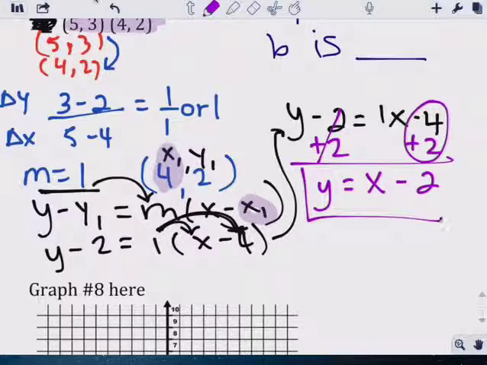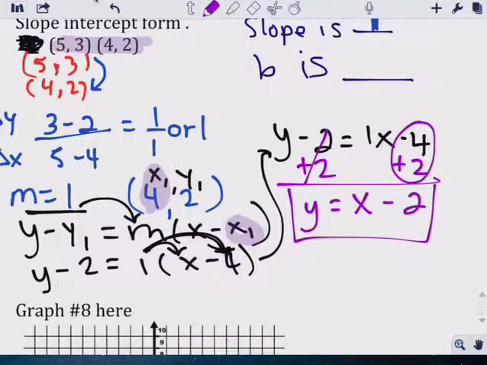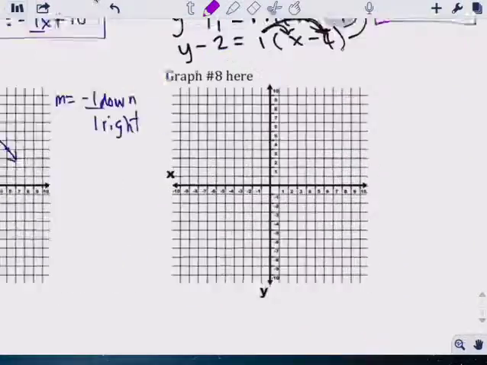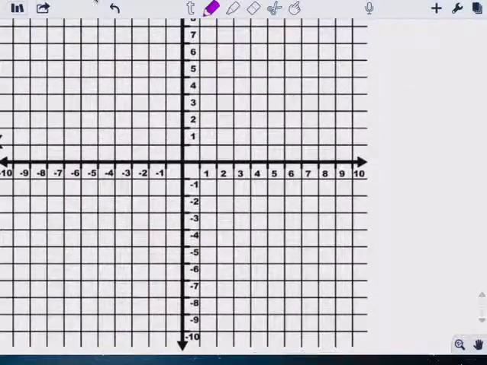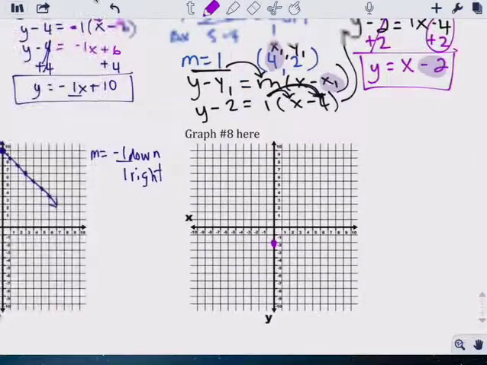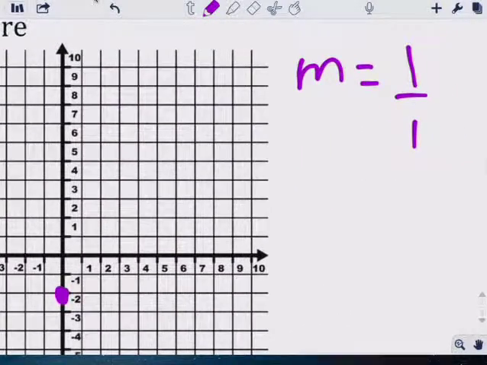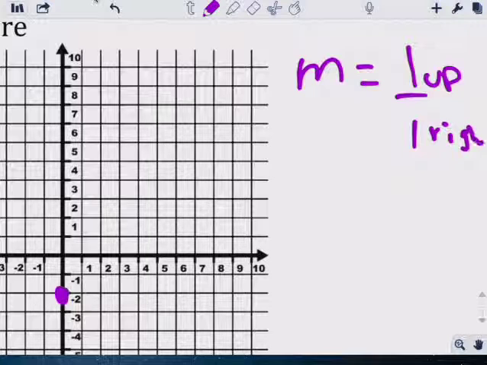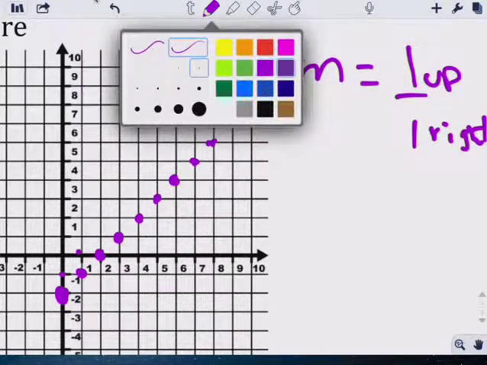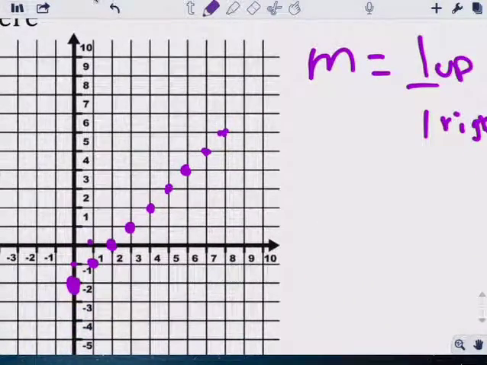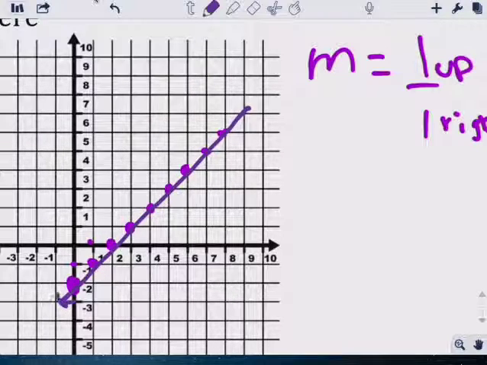So now we can use this to graph. So what is your b? b is negative 2. Here's your b. So the negative 2 is important to graph. b is the y-intercept. So you put negative 2 right there. And from there on, you can use the slope of 1 over 1. That means you go up 1 and right 1. Okay, up 1, right 1, up 1, right 1, up 1, right 1. There we go.